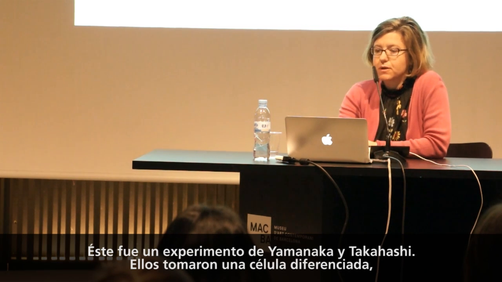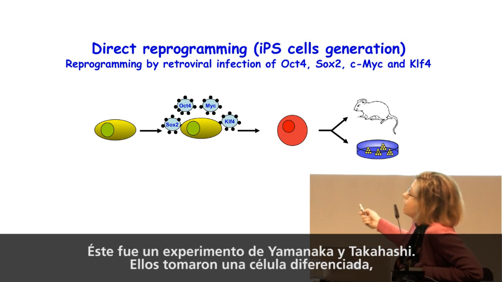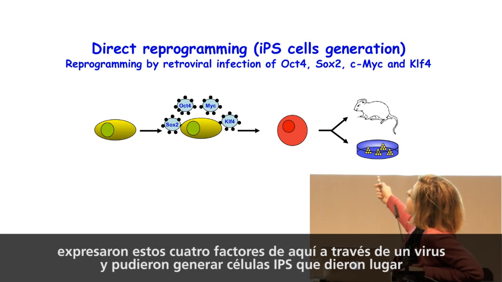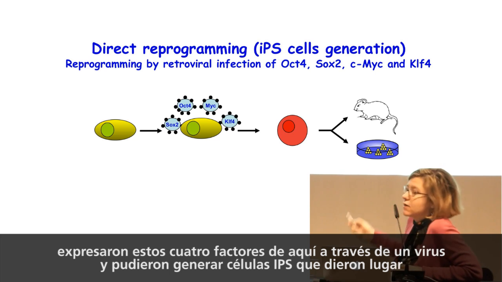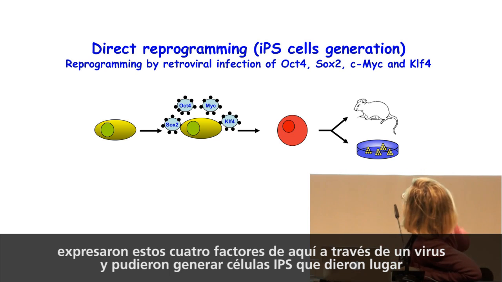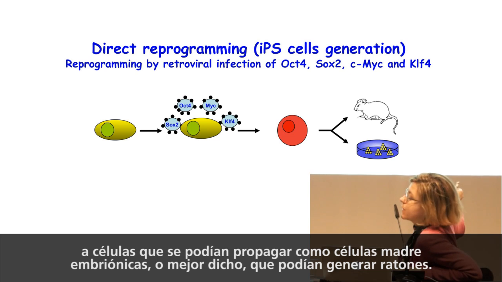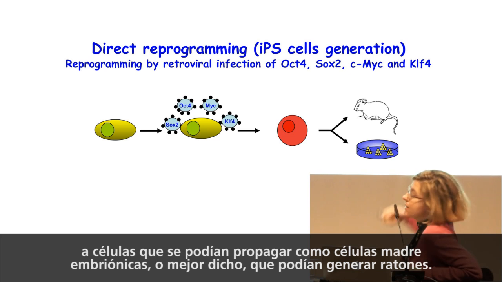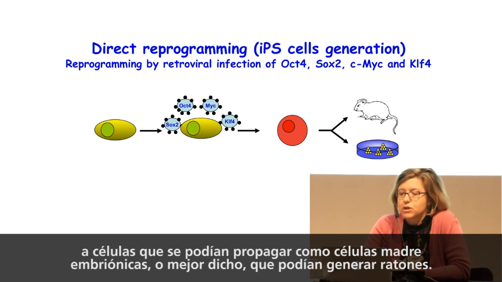This was the experiment of Yamanaka. They took a differentiated cell, they expressed these 4 factors through a virus, and then they could generate iPS cells that could be propagated like embryonic stem cells, or they could generate mice.